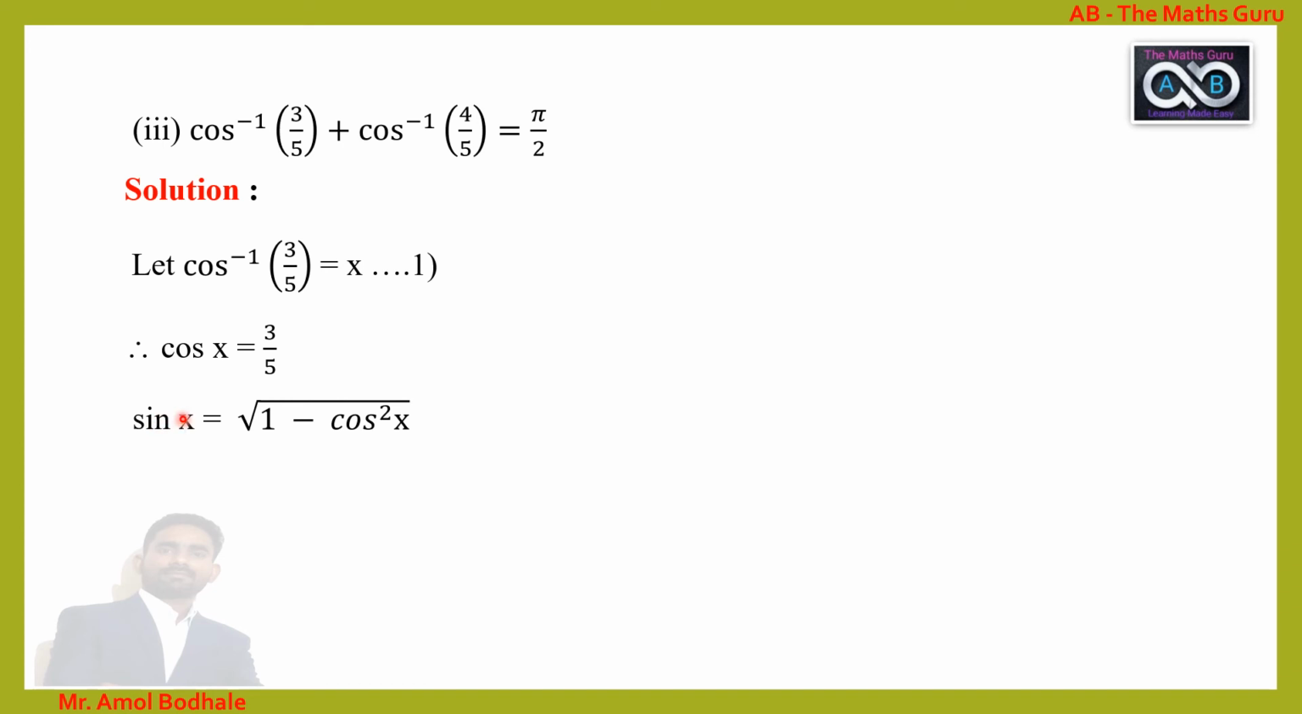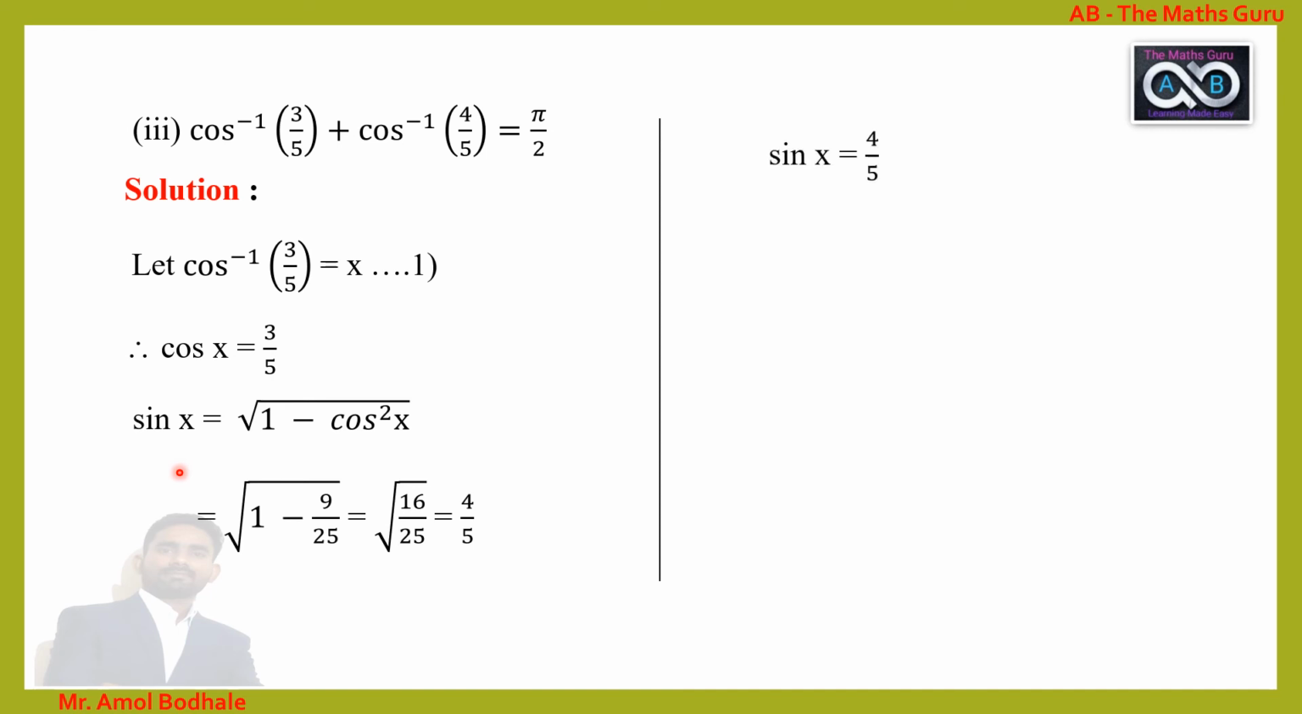Using the fundamental identity, sin square x plus cos square x equal to 1, we can write sin x equal to square root of 1 minus cos square x. So if we put the value of cos x, which is 3 by 5, we will get 25 minus 9 upon 25, which is 16 upon 25, and its square root is 4 by 5. So here from cos x we get the value of sin x, which is 4 by 5.